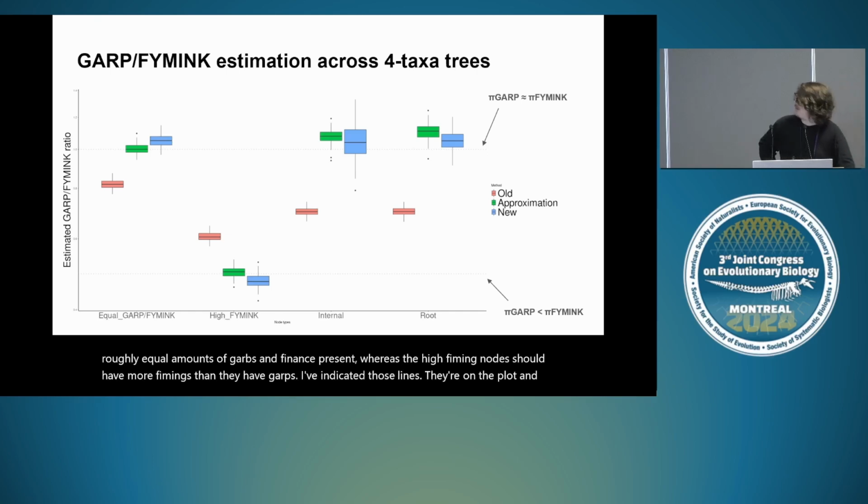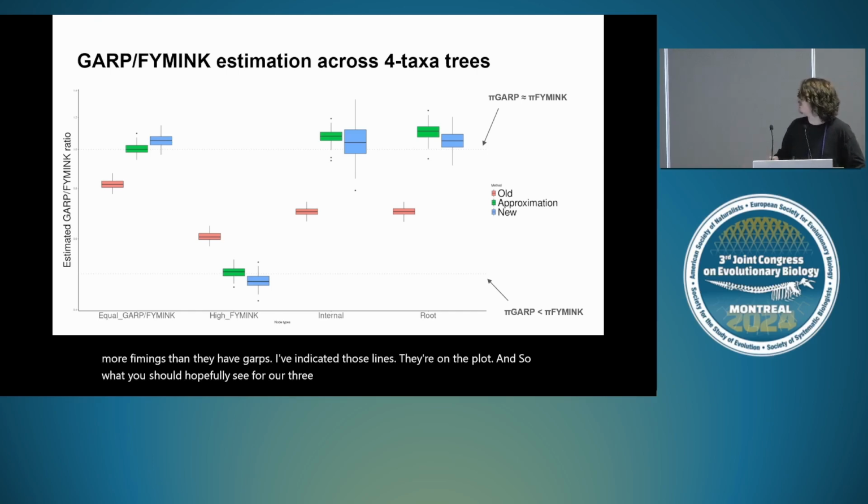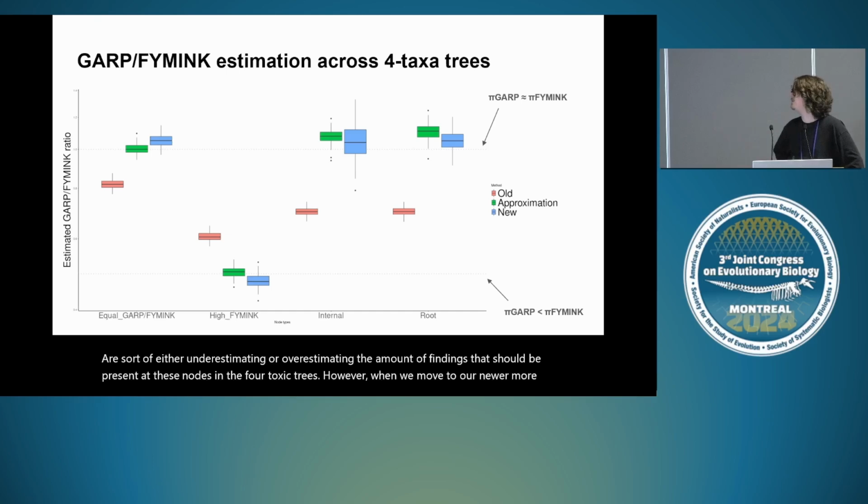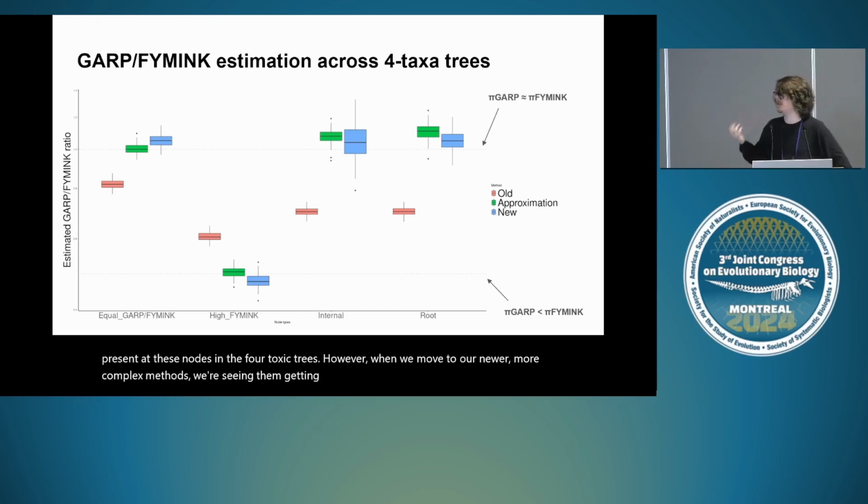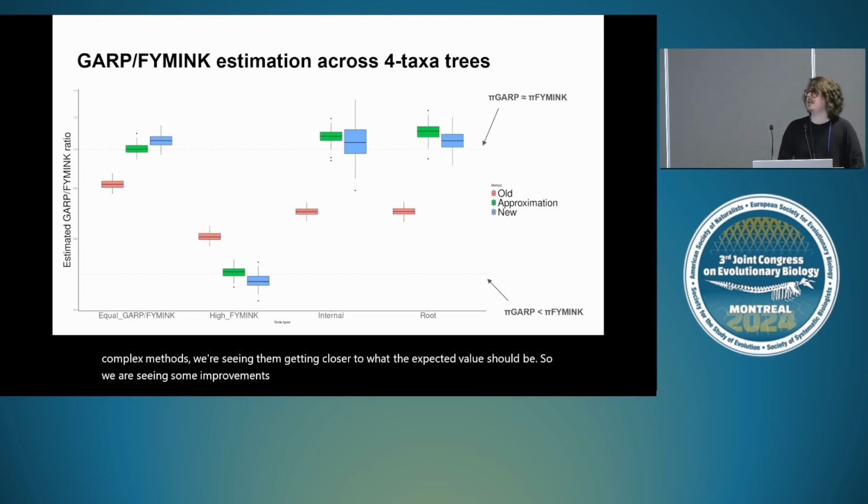And so what you should hopefully see for our 3 methods, the old method in red, the approximate in green, and the new method in blue, is that our old methods are either underestimating or overestimating the amounts of Phylogenomics that should be present at these nodes in the 4 taxa trees. However, when we move to our newer, more complex methods, we're seeing them getting closer to what the expected values should be. So we are seeing some improvements in estimating composition parameters, and this is also true for the 16 taxa trees.